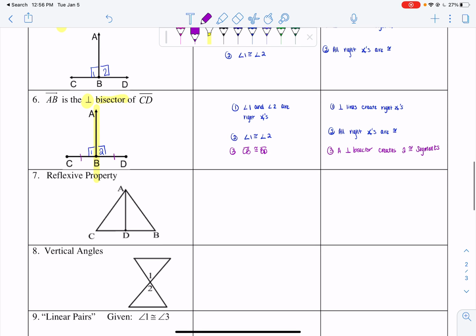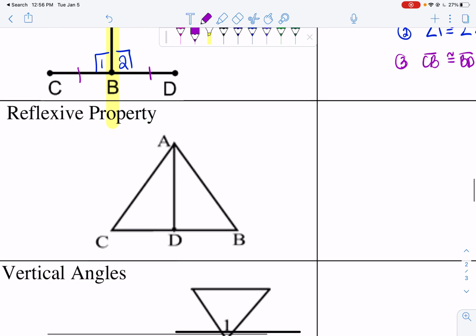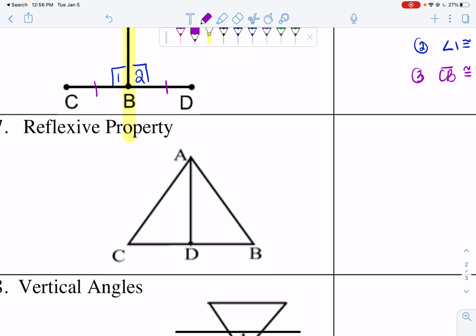Now the reflexive property. This is never given to you. You actually get this from the picture. This happens when you share something in common. If I look, I have a bunch of triangles. I actually have three triangles. I have my whole triangle, I have this triangle, and then I have this triangle.